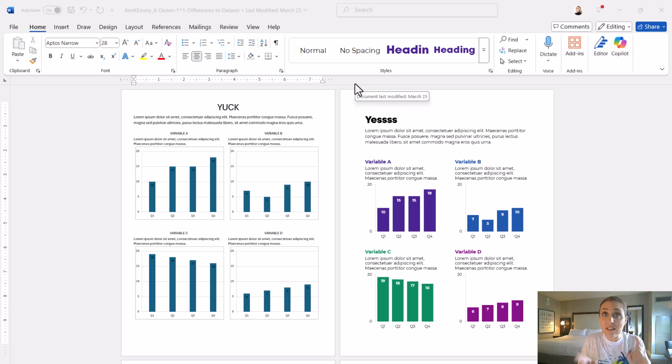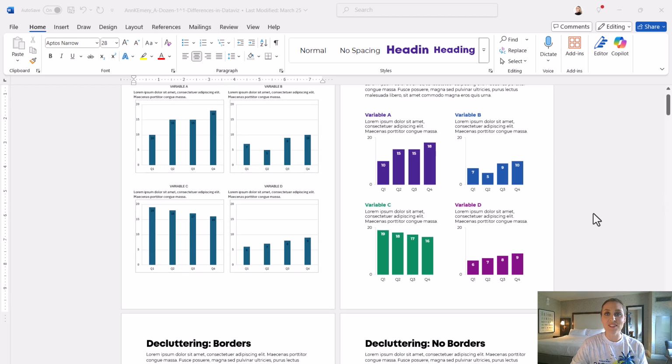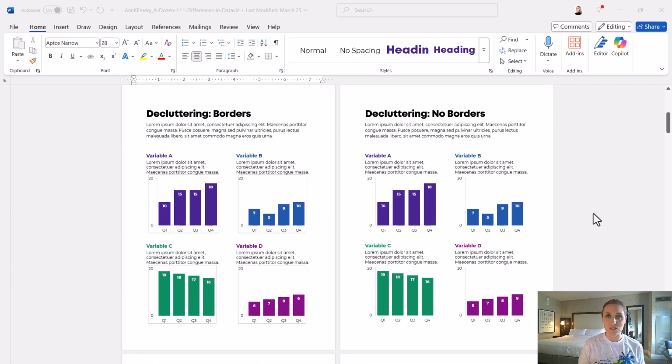There are a ton of differences between these, probably a dozen little things. So let's go through these one at a time. And my goal is to convince you to try this in your work too. Okay, so let's scroll down and take a peek at the first one. I usually start with decluttering, little stuff like removing the borders from around graphs. It's just a 1% improvement.